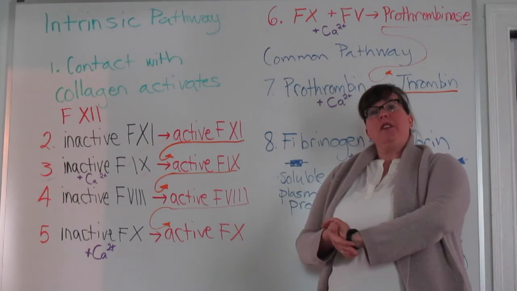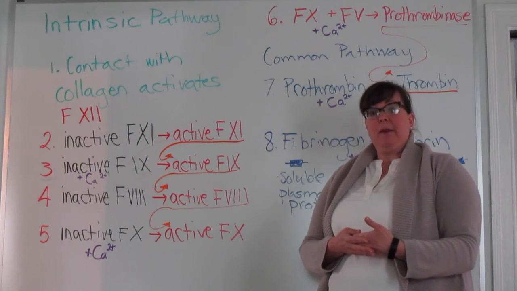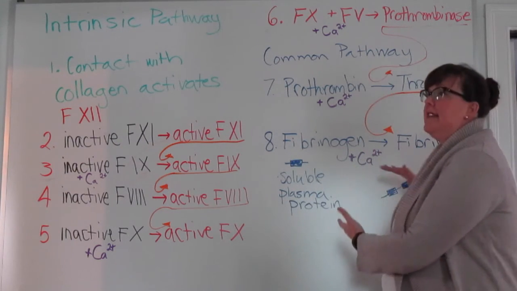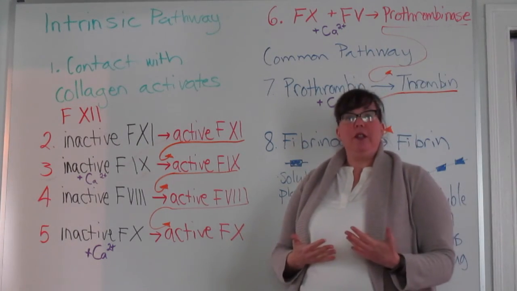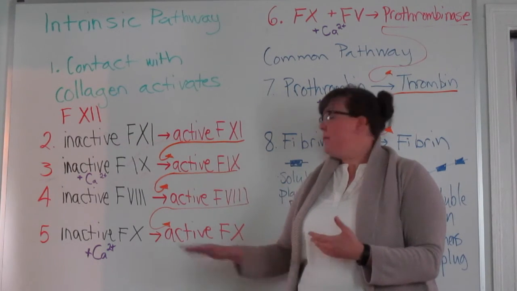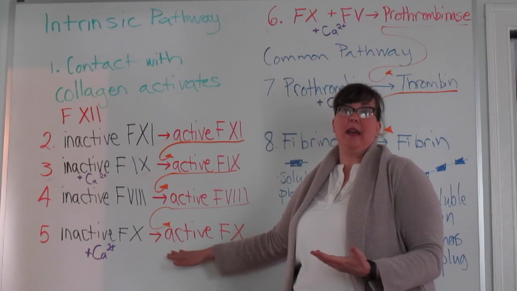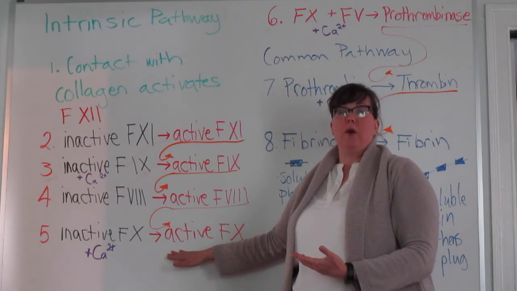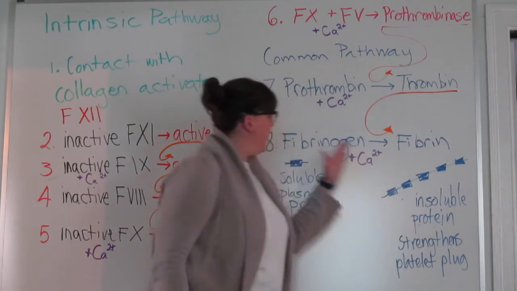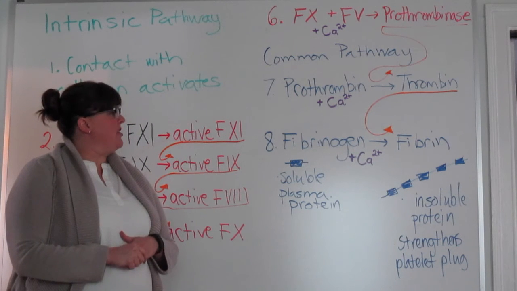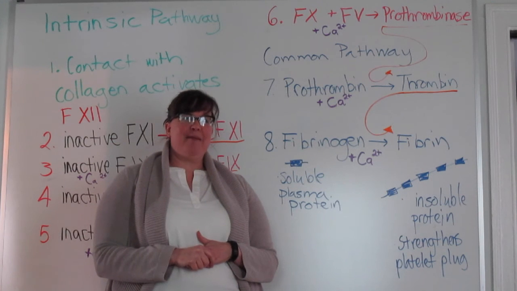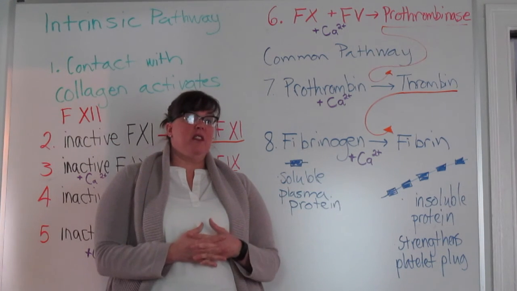Another way in which the intrinsic pathway is different from the extrinsic pathway is that this cascade of events takes longer than the extrinsic pathway cascade of events. Part of that is due to the fact that we have more steps, but this is also a slower pathway. So that is the intrinsic pathway that leads to the formation of a stable blood clot from damage that is exclusively within the blood vessel wall.